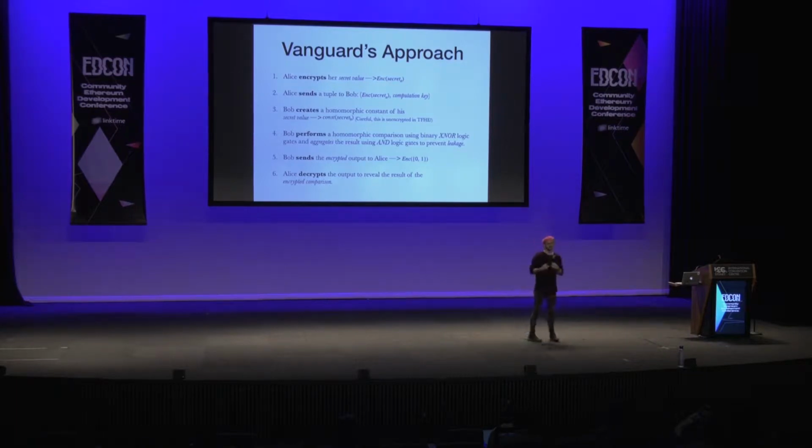Bob then sends the encrypted output of that computation to Alice. So it's either an encrypted 0 or a 1. And Alice will decrypt the output to reveal the result of the encrypted comparison. So I'm going to go ahead and jump on this thing here.